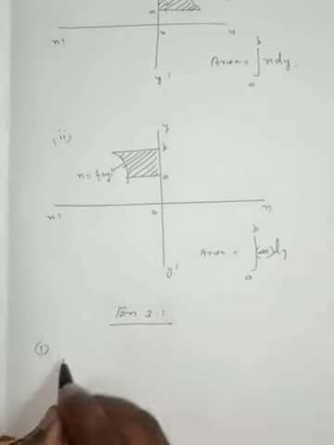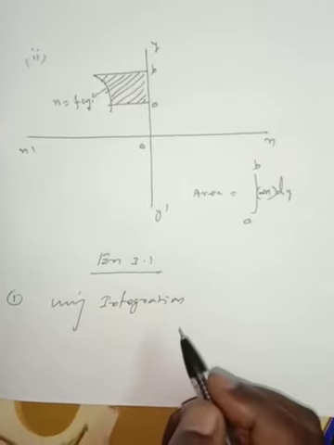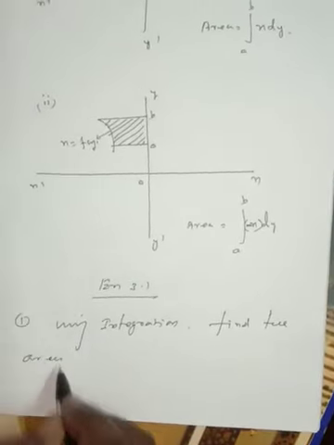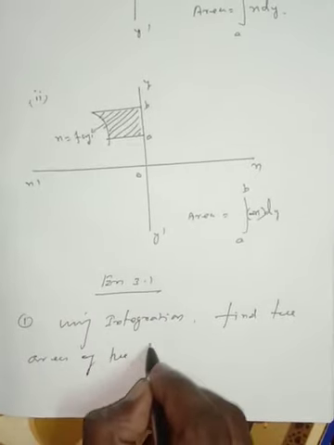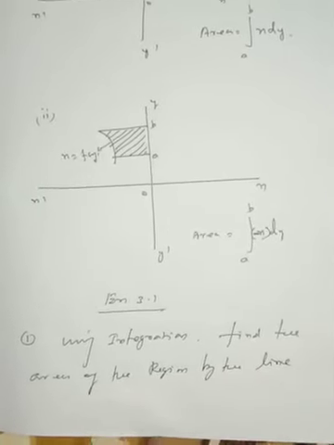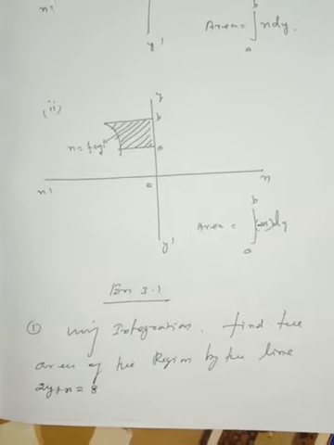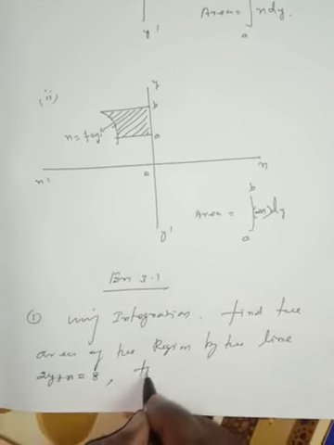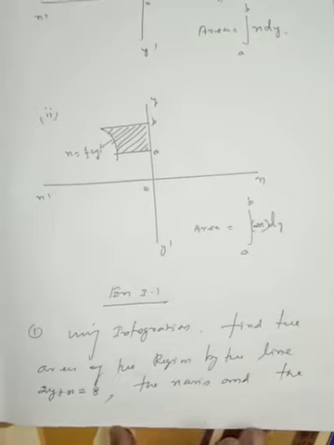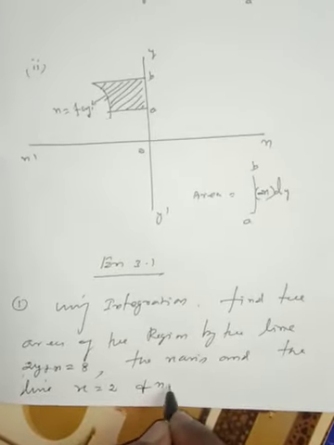Example 3.1, sum number 1. Using integration, find the area of the region bounded by the line 2y plus x is equal to 8, the x axis, and the lines x is equal to 2 and x is equal to 4.